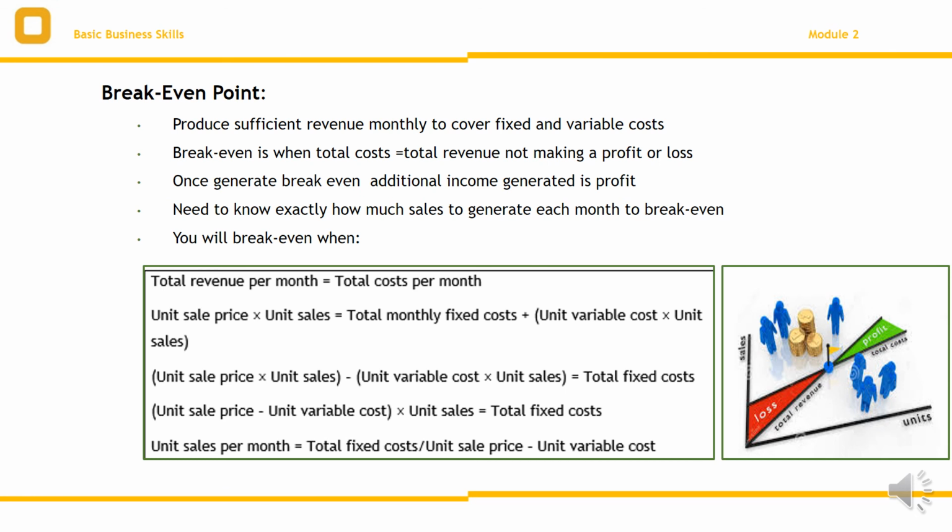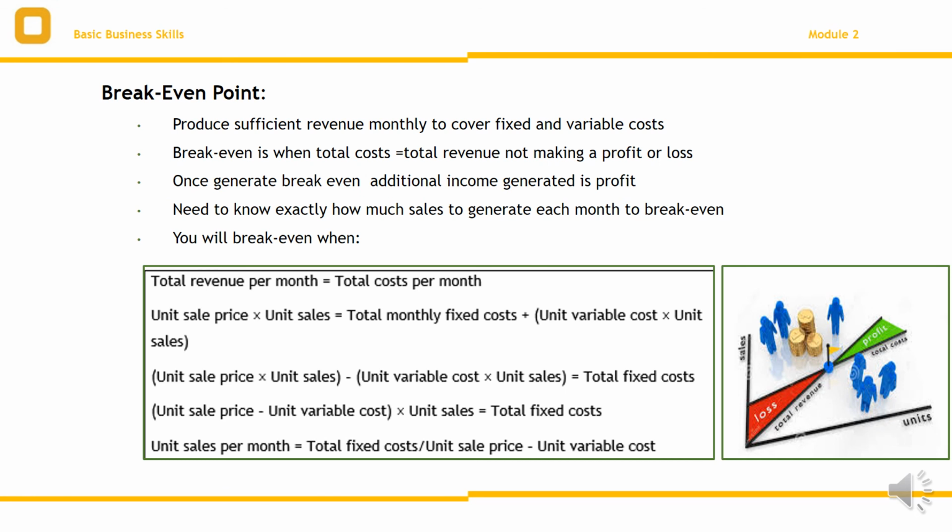You're producing sufficient revenue monthly to cover your fixed and variable costs. Your break even is when your total costs are equal to your total revenue. So the cost that you incurred is equal to the revenue that you've generated in your sales. You are neither making a profit or a loss. Once you've generated your break even, any additional income after that then becomes your profit. You need to know exactly how much sales you need to generate to break even to be able to cover all your costs that are associated with producing your product or your service.